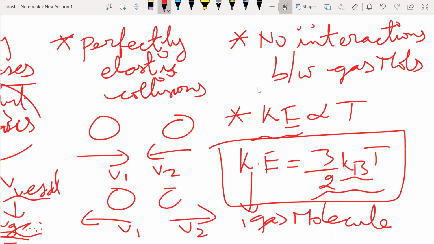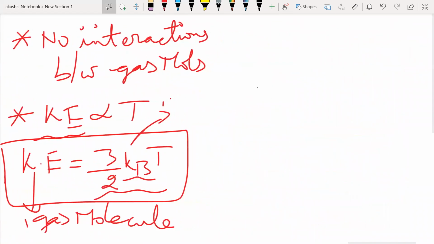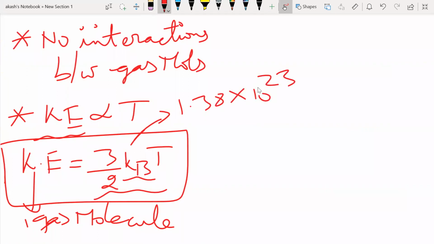Please remember that, right? Now this kB value is 1.38 into 10 to the power minus 23. So this is the value for the Boltzmann constant. Hope you know what kB is. kB is the Boltzmann constant, right?